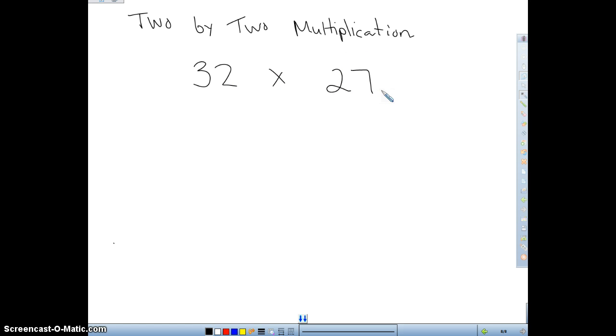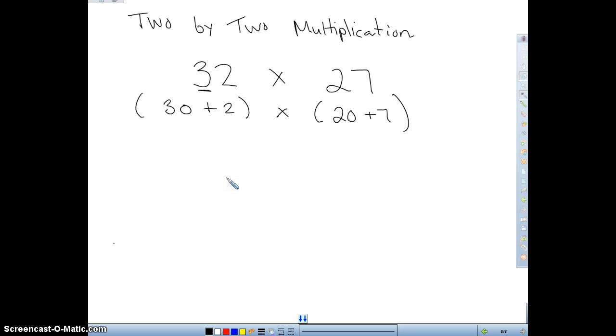Okay, so the first thing we're going to do is break up 32 and 27 into numbers that are easier to multiply. We're going to start with 32. We're going to show it in parentheses. We're going to break 32 up into 30 plus 2, because we know 30 plus 2 is 32. And then we're going to break up 27 into what two numbers, class? 20 plus 7. And this is going to make multiplying easier.